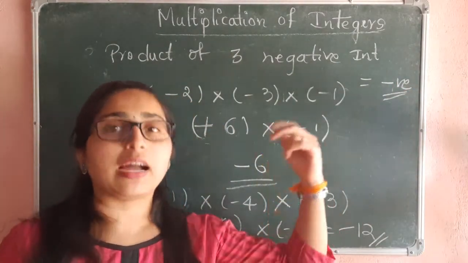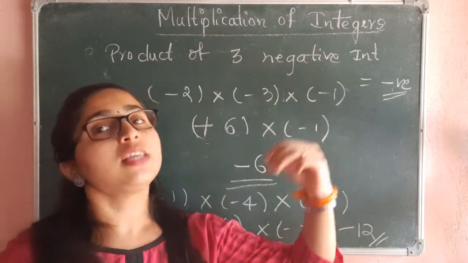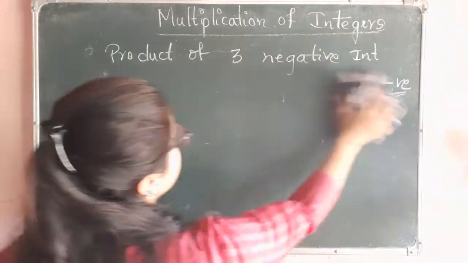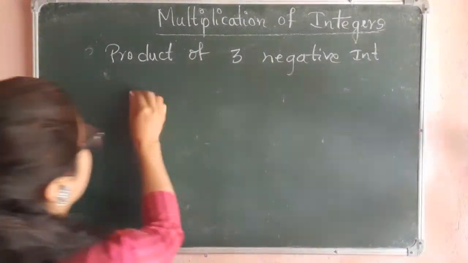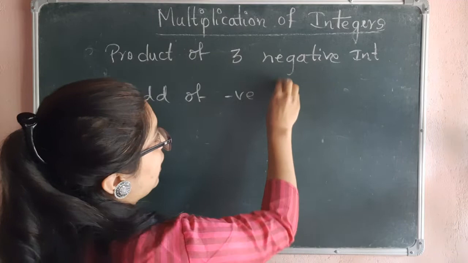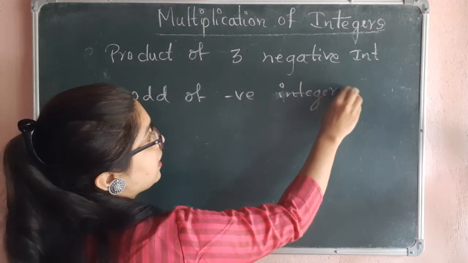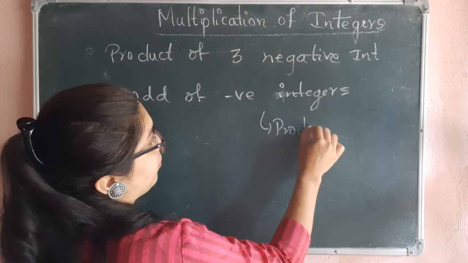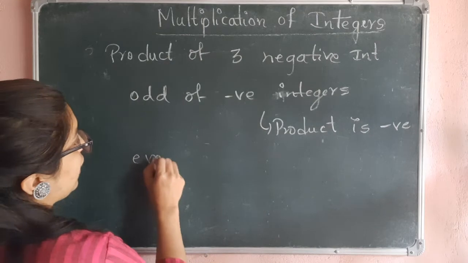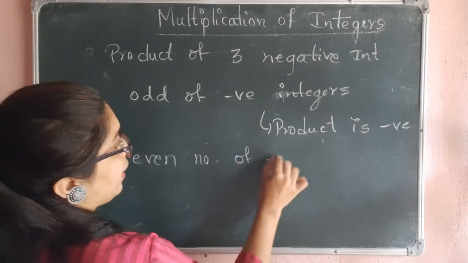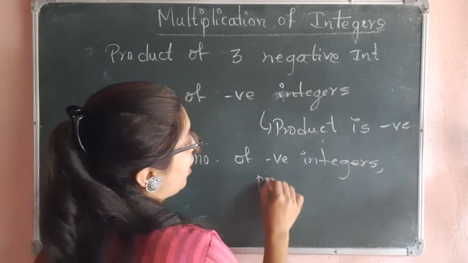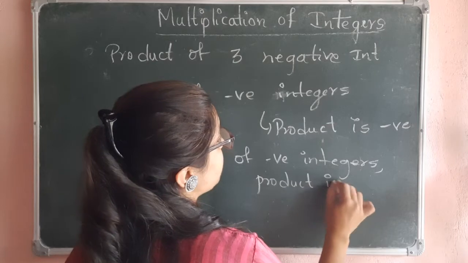2 negative integers, I will get positive. 3 negative integers, I am getting negative. So what we can conclude is, whenever you have an odd number of negative integers, the product is negative. When you have an even number of negative integers, the product is positive.